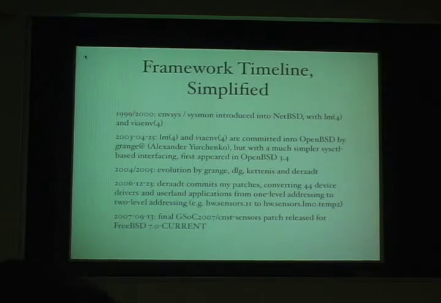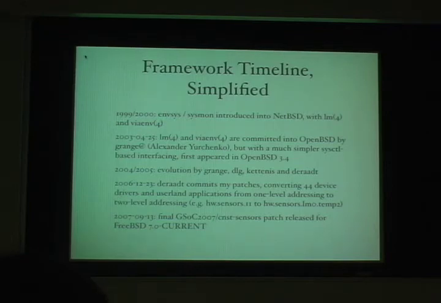In 2004 and 2005, there was a lot of work on the sensor framework. Alexander Yurchenko, David Gwynne, Mark Kettenis, and Constantine Sapuntzakis implemented a lot of features. For example, David Gwynne introduced the sensor task procedure, and Theo de Raadt wrote the i2c scan procedure and a lot of I2C drivers. And of course, a lot of people wrote different drivers. So we have 72 drivers right now. It wouldn't have been possible for this framework to be as popular as it is right now without everyone else who wrote drivers for it.